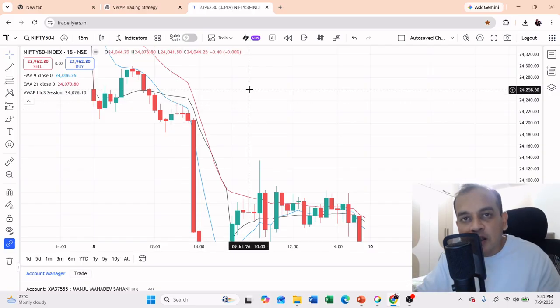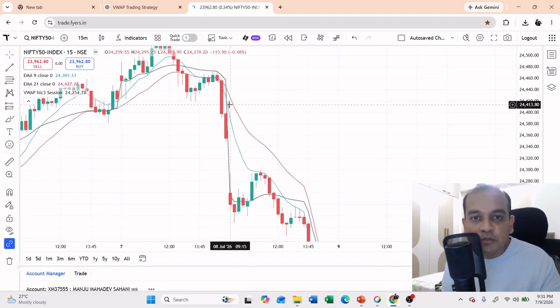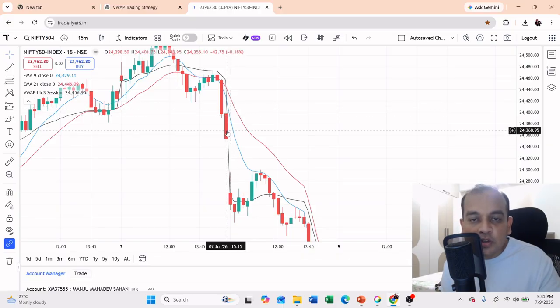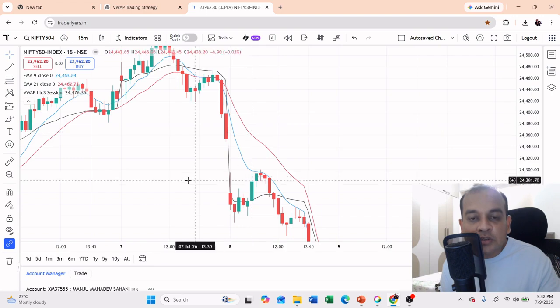If we talk about the basic principle of using a double EMA crossover, generally we say that if the fast moving average is below the slow moving average, you need to take short positions, or at least avoid going long in the market. Now this is one rule.